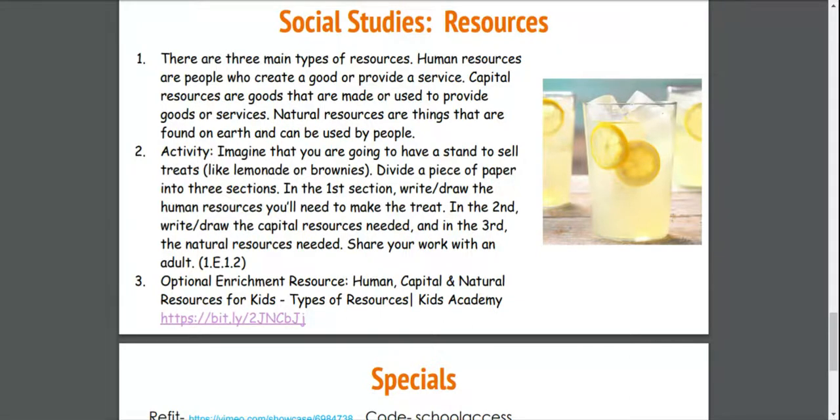So remember, if you're doing human resources, it's the people you need to create the goods. If you're going to sell brownies, you're going to need your mom or dad or someone in your house to help you make the brownies. So that is a human resource. You're going to have capital resources because you're going to have the brownie mix and the eggs and the oil to put in it. And natural resources are things that are found on earth. So natural resources might be the natural gas or the electricity that you use to make your brownies.